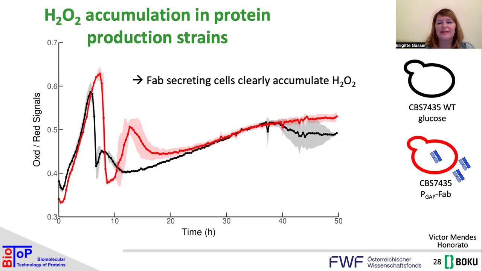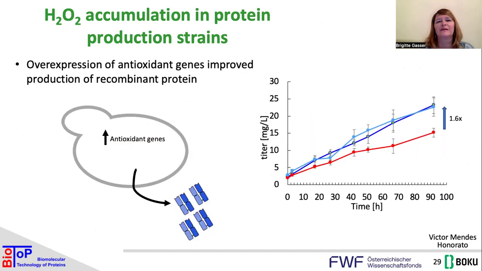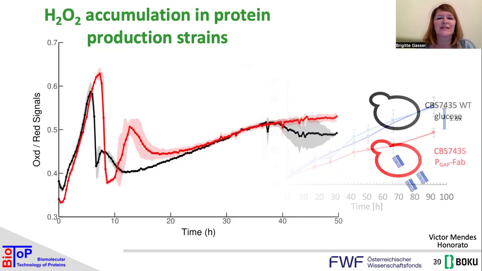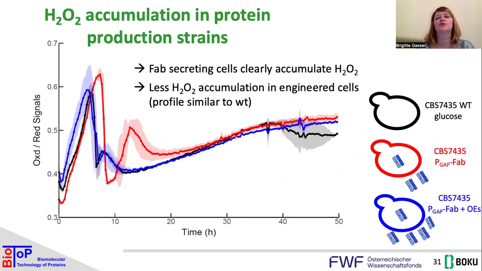Next, Victor wanted to test if he can also get rid of these stressful conditions for the cells. So he overexpressed some antioxidant genes, and he can also show that compared to the Fab strain itself, the overexpression of the antioxidant genes leads to higher product concentration, so more than 60% more recombinant protein. Nevertheless, when he looked at the cells, he could show that the hydrogen peroxide accumulation got significantly reduced again in these engineered cells, which showed a profile similar to the wild type.